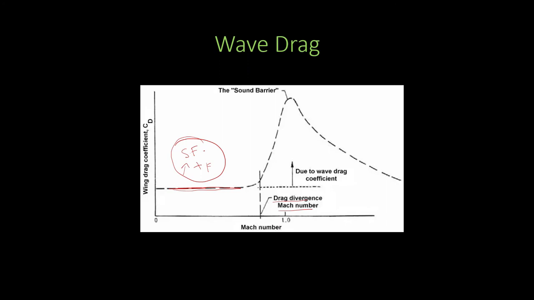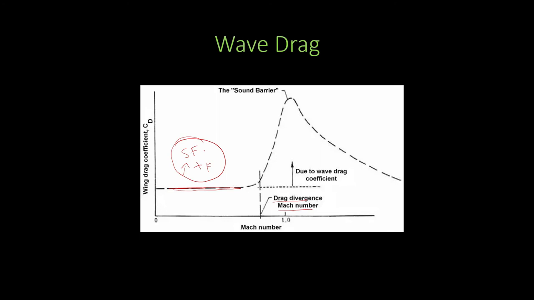Wave drag is basically associated with the shock wave. As the Mach number becomes greater than M critical, flow starts to become supersonic at more and more points on the airfoil and shock waves appear, and this creates wave drag. In fact, at M equal to 1, the wave drag is so high that in the 1940s they coined the term sound barrier, and they used to believe that we cannot cross that sound barrier.